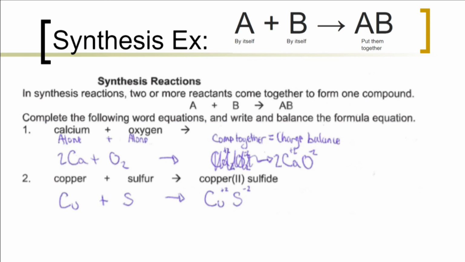The second example is copper plus sulfur. I have Cu, there's only one of them, and there's only one of the sulfur because, once again, have no fear of ice cold beer, it's not one of them. Then you just put them together because they're both +2 and -2. That means you only have 1 and 1.